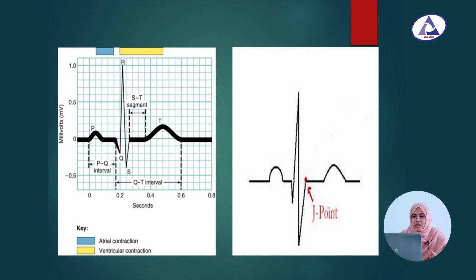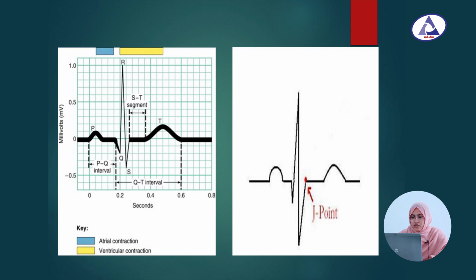completely depolarized. This line is isoelectric because during this phase no electrical activity is going on in the heart. Then the T wave, which indicates ventricular repolarization. The QT interval includes both ventricular depolarization and ventricular repolarization.